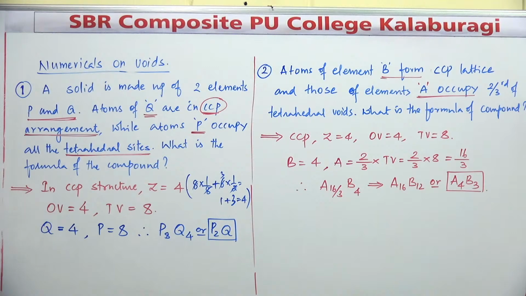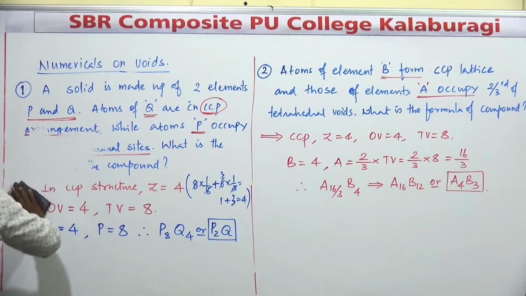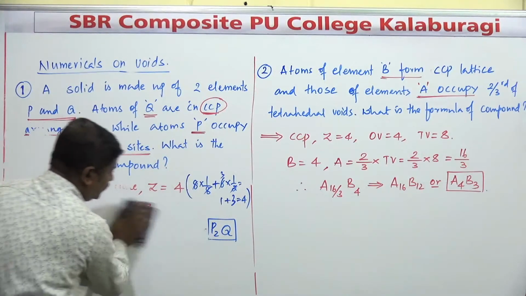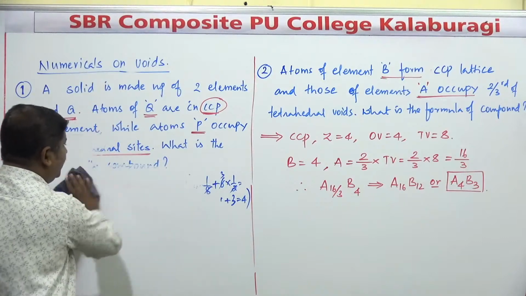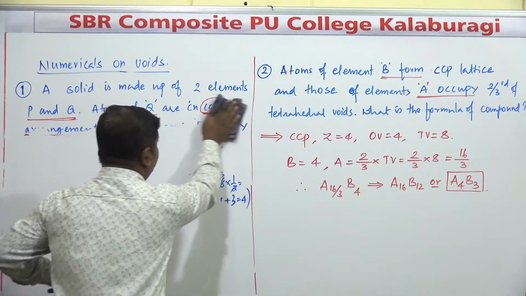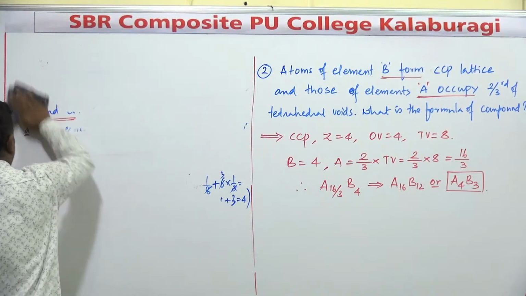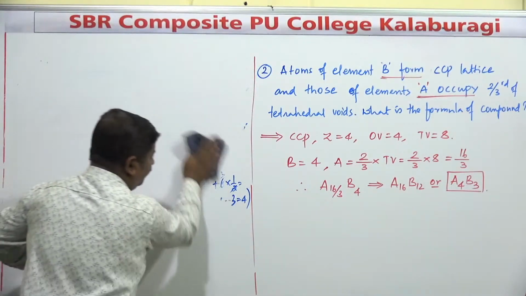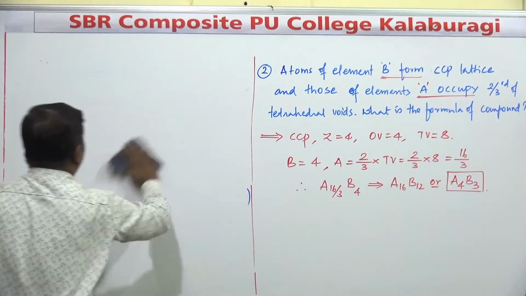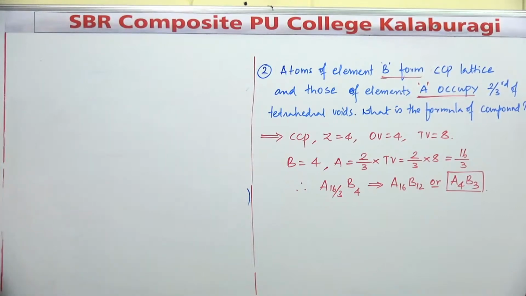Right? I'll remove the first problem. Simple numericals are going to be there. If you know the total number of voids, you can identify the molecular formula of the compound very easily without any difficulties. Okay. Next problem.